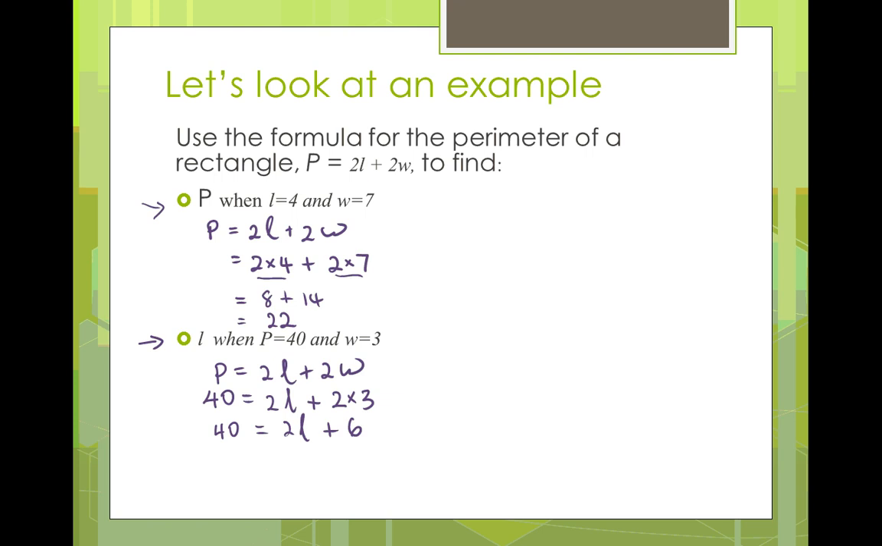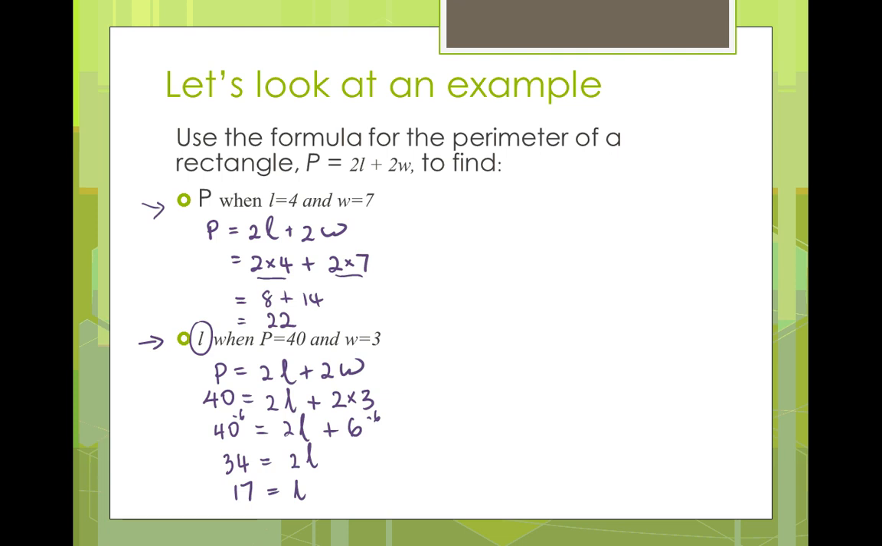eventually getting the L by itself. So you know that we'll need to subtract 6 from both sides. So that means on the right hand side, the 6 will go. And on the left hand side, I'll have a new value, 40 take away 6, which is 34. And finally, by inspection, I can see that 2 times something has to equal 34. That something, the length in this case, must be 17.